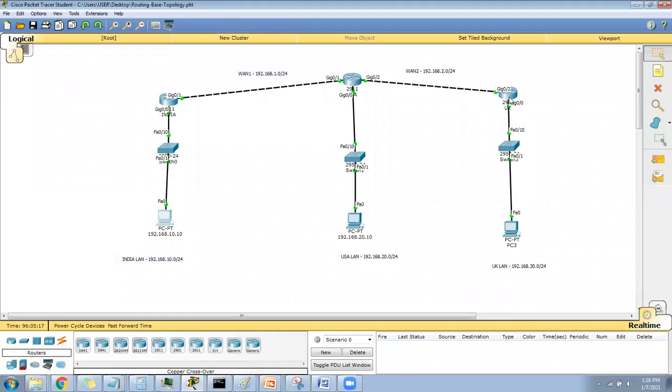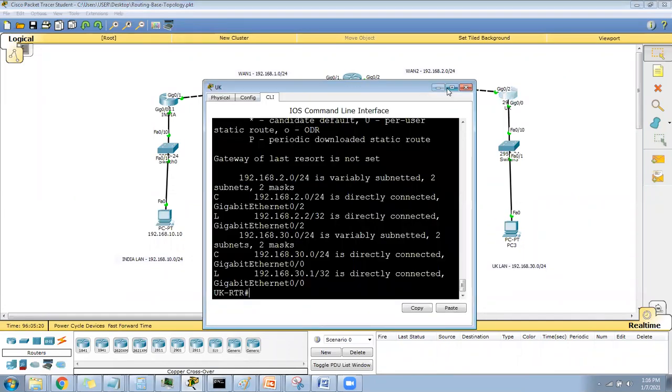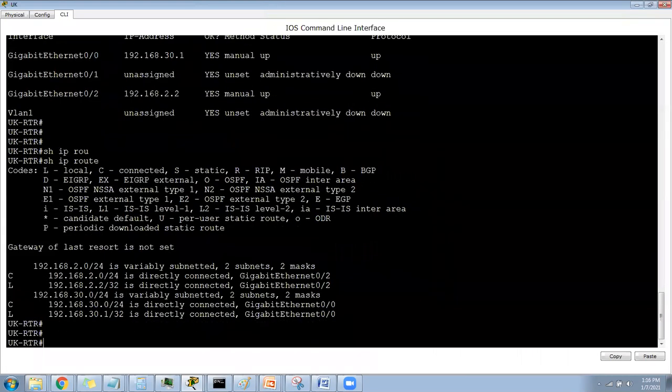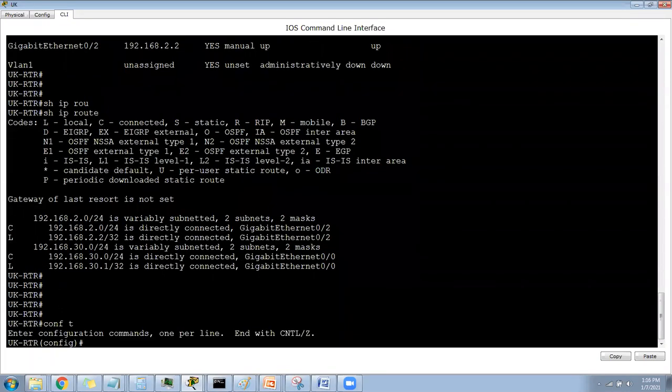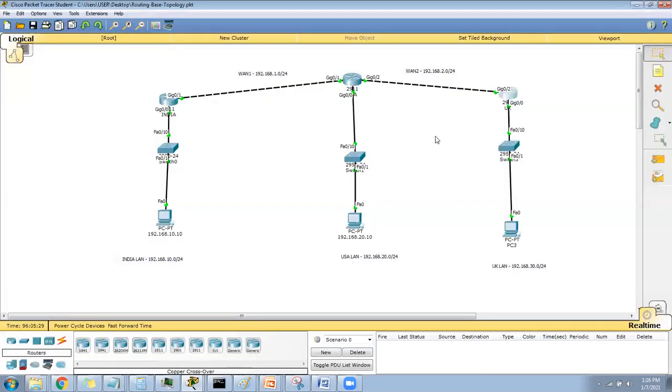Okay, now next, what is left? The UK router. If I go here and check, I have two networks directly connected here, so I need to add three networks. Config terminal, and what will be the direction here? Okay, now come on, tell me.